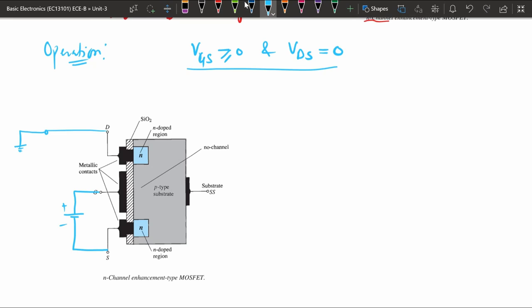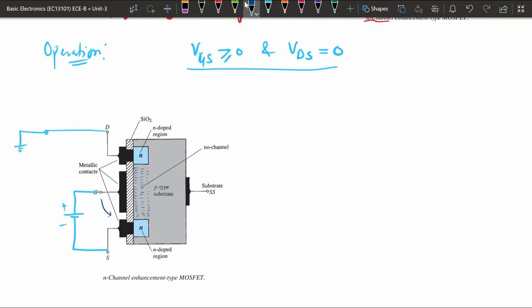As we apply a positive gate voltage, because of this positive applied gate voltage, the minority charge carriers available in this p-type, these electrons, will start accumulating near the oxide layer. As we increase the gate to source voltage further in the positive direction, it will keep on increasing the electron accumulation near this SiO2 layer.